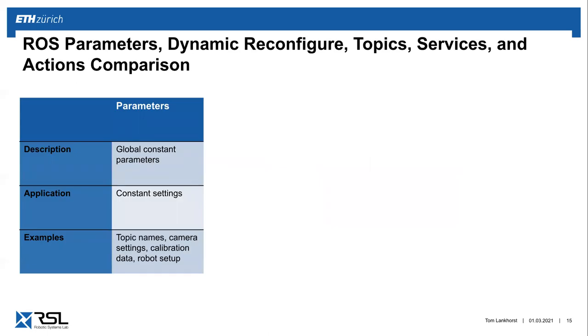Now, we have a few tools in our tool belt to work with ROS and communicate between nodes. Let's go through them step by step and discuss what the different types of communication allow you to do. The first type is the parameter server. It allows you to set globally constant parameters. It's best used for example for setting calibration parameters in robots, setting the camera settings, specifying the specific setup of the robot. Practically all applications where the configuration data is constant over the runtime of the ROS network.